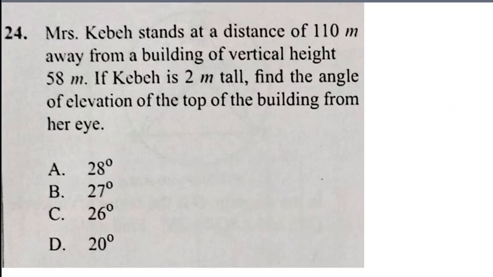And it says that Mrs. Kebe stands at a distance of 110 meters away from a building of vertical height 58 meters. If Kebe is 2 meters tall, find the angle of elevation of the top of the building from her eye.